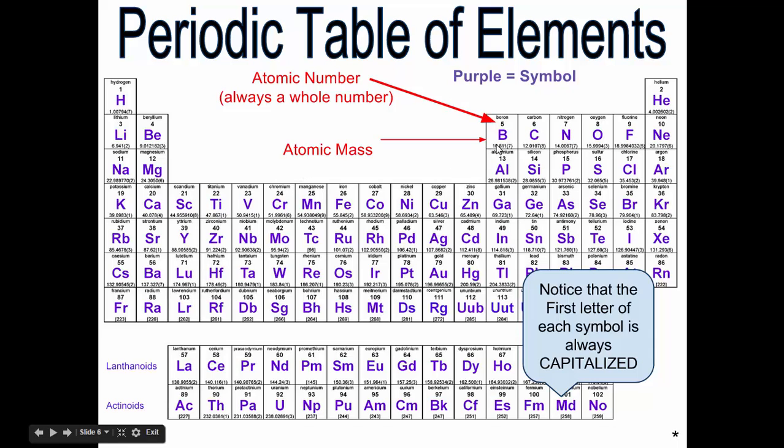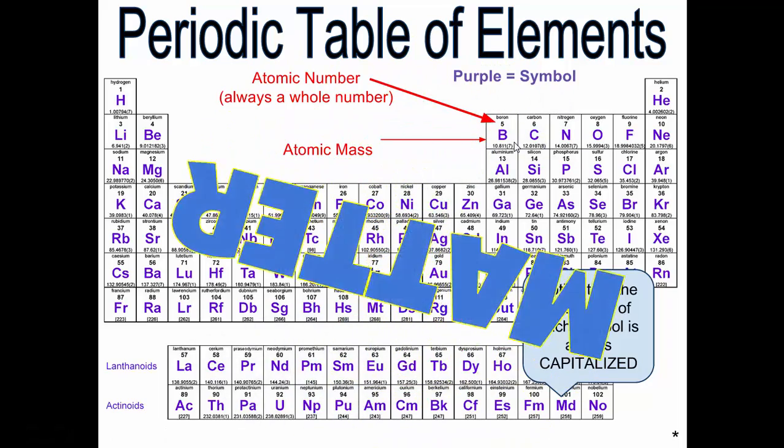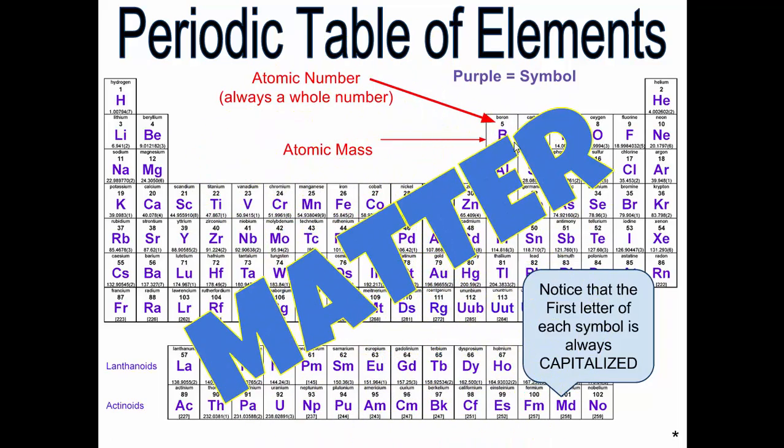Okay, and then at the bottom of that square, like I said before, there's your atomic mass, and that's going to be a decimal. And that's how the periodic table is always classified. And remember, the periodic table is a table of matter.